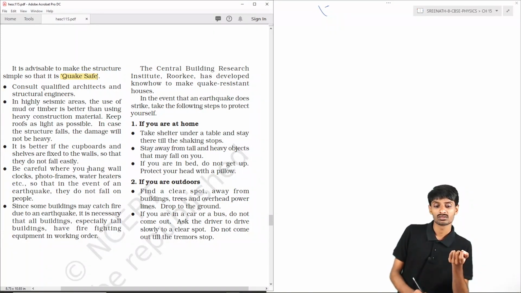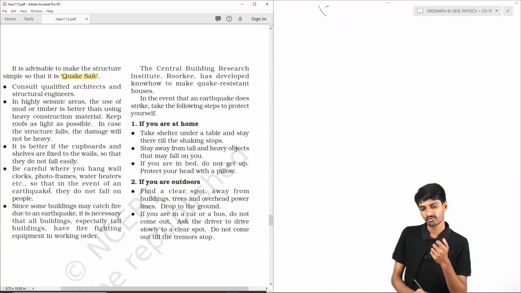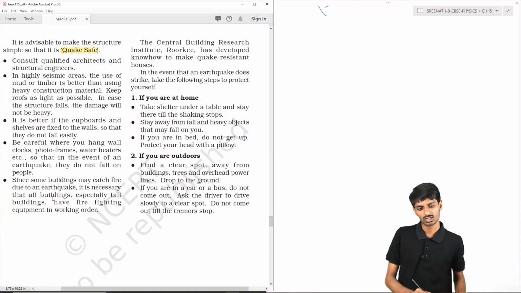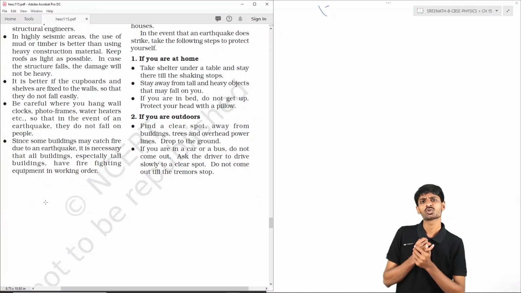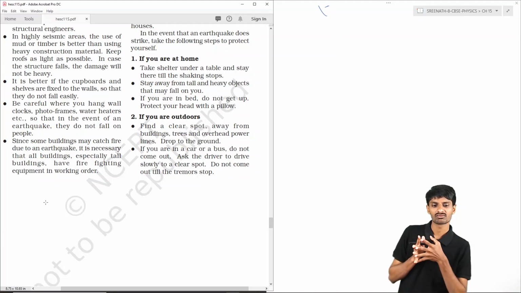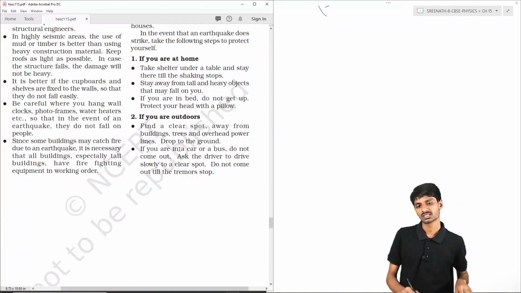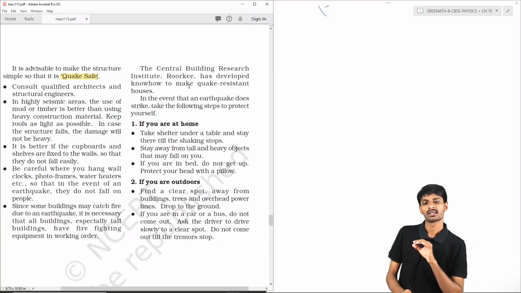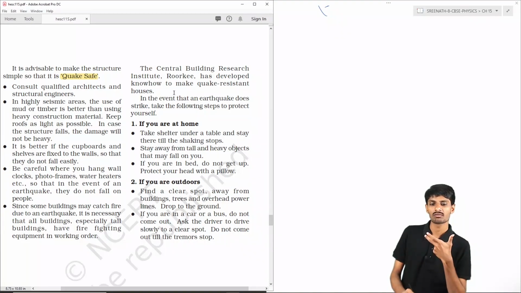And the next thing is to hang wall clocks and photo frames securely. Make sure that they will not fall on you in the case of earthquakes and hurt you. And one more thing is, during earthquakes some buildings will catch fire, so all buildings must keep firefighting equipment readily at hand. And the Central Building Research Institute has developed methods to make quake resistant houses. That is the thing you have to follow.